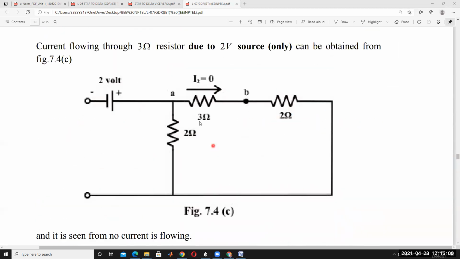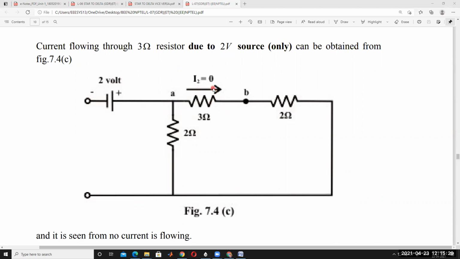So like this. Here, only the 2 volt voltage source is activated and this current source is deactivated and this current source is deactivated. This voltage source is short circuited. So because of the 2 volt voltage source, the current flowing through A to B is equal to 0, because this source is not connected into the network. The source's negative terminal is not connected to here. So there is no current flowing through the circuit.